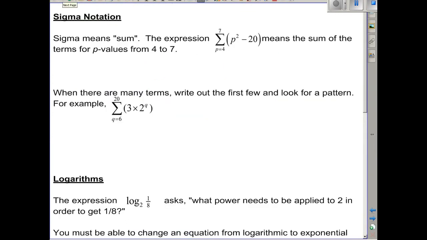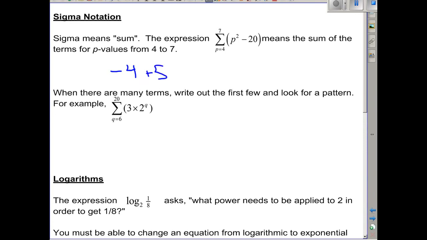Okay, sigma notation. Sigma means the sum. And this is capital sigma, not to be confused with lowercase sigma, which we're using for standard deviation. So the expression that's given means the sum for p-values from 4 to 7. So all you really need to do here is substitute in those p-values. If I put in 4 for p, I'll get 4 squared, which is 16, minus 20, or negative 4. And then we're going to add on what we get when we put in 5 for p. 5 squared is 25 minus 20 gives us 5.